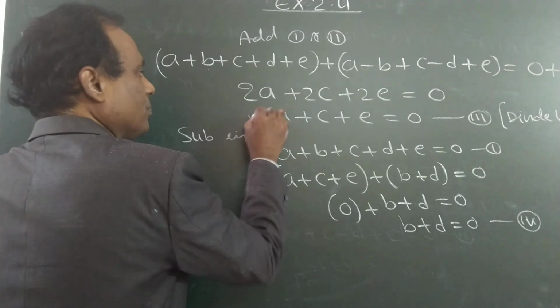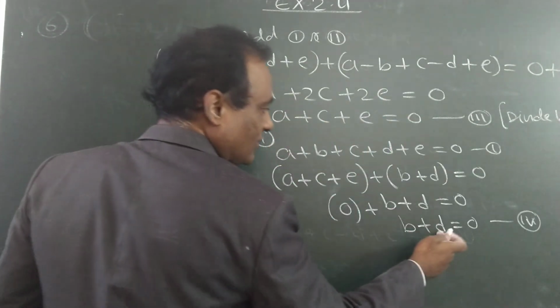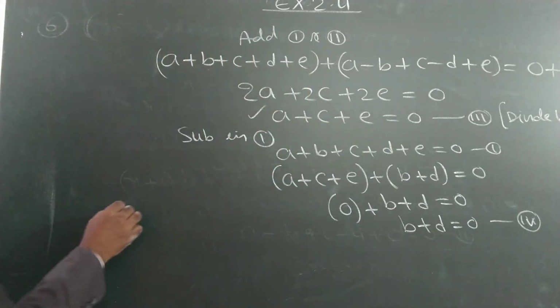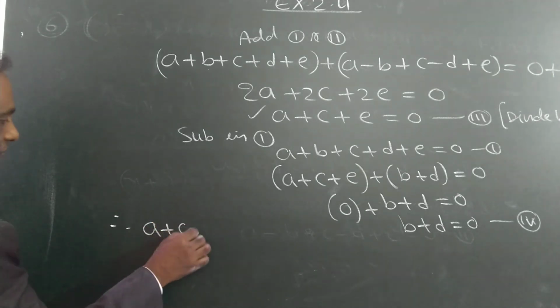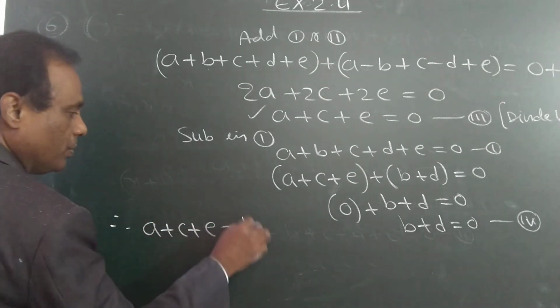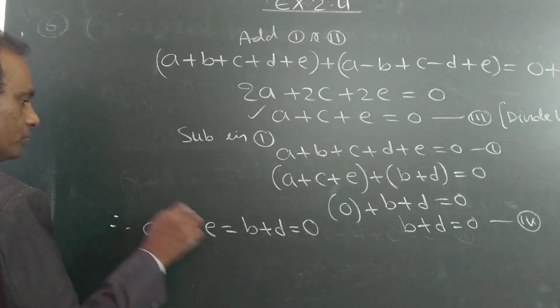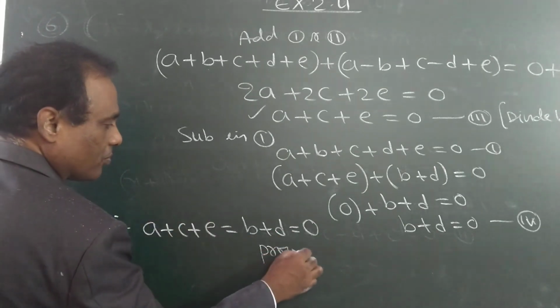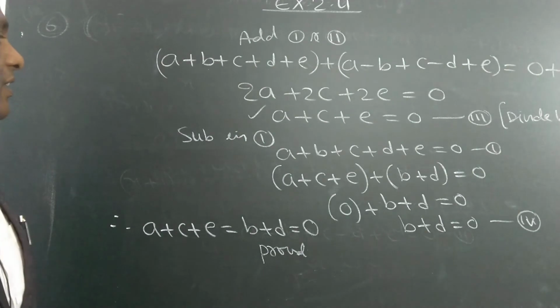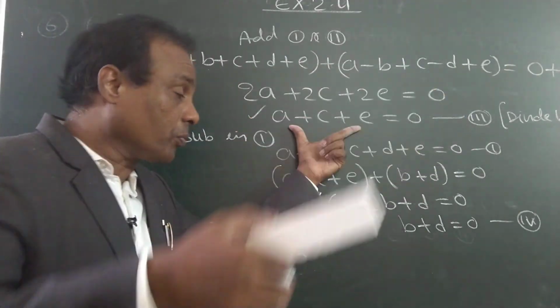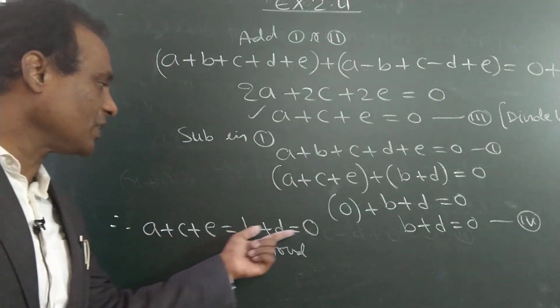So A plus C plus E is 0. B plus D is also 0. That means A plus C plus E is 0, B plus D is 0, both are equal to 0. Actually, this is the required proof. See the textbook proof: A plus C plus E is equal to B plus D is equal to 0.